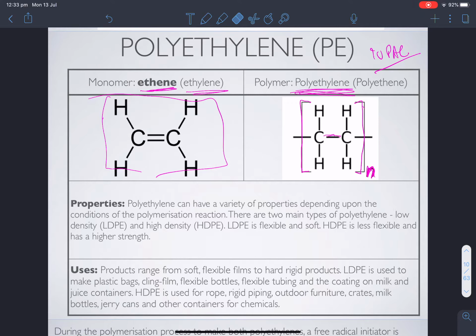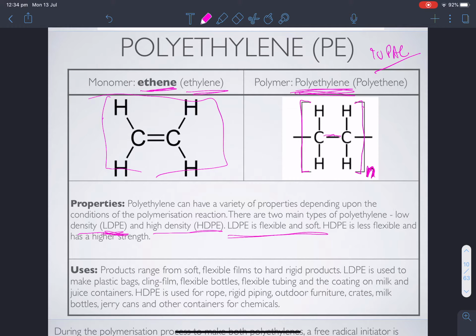So polyethylene can have a variety of properties depending on the conditions of the reaction, and we're going to learn about some of the conditions soon. There are 2 main types of polyethylene: low density polyethylene, abbreviated to LDPE, and high density polyethylene, HDPE. I'm sure you've seen them on bottles if you're at all curious. You see them in recycling symbols.